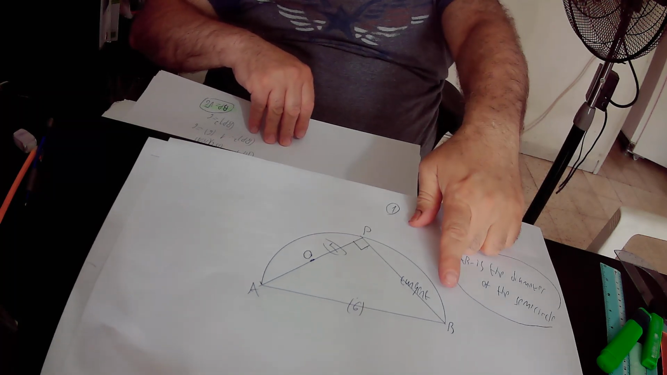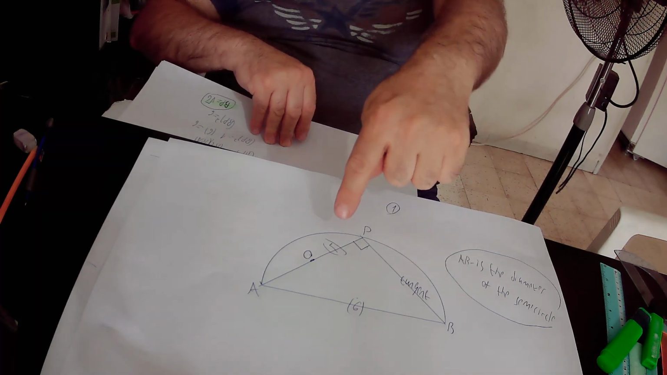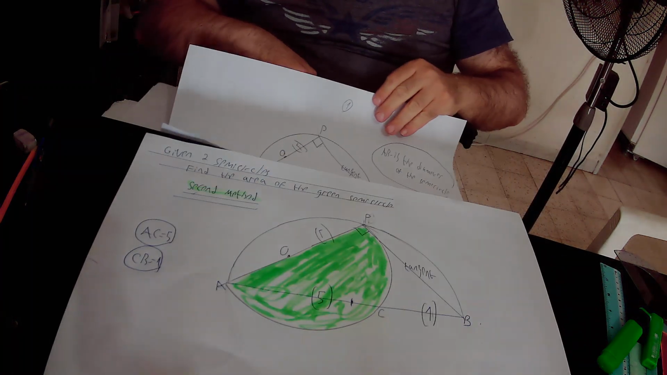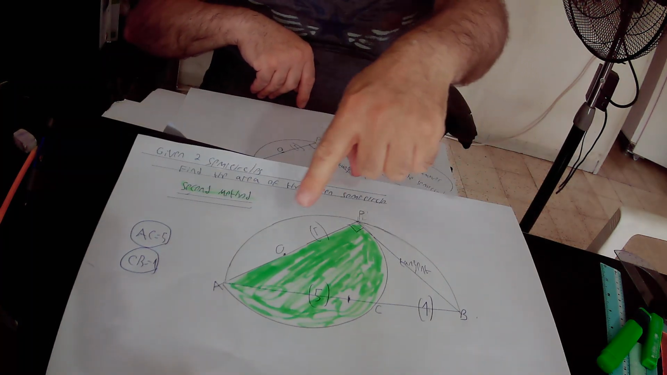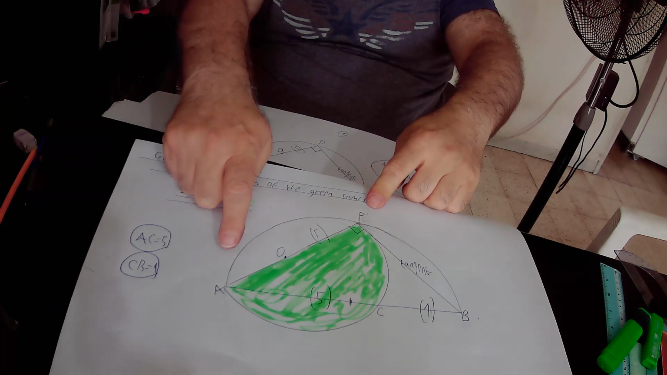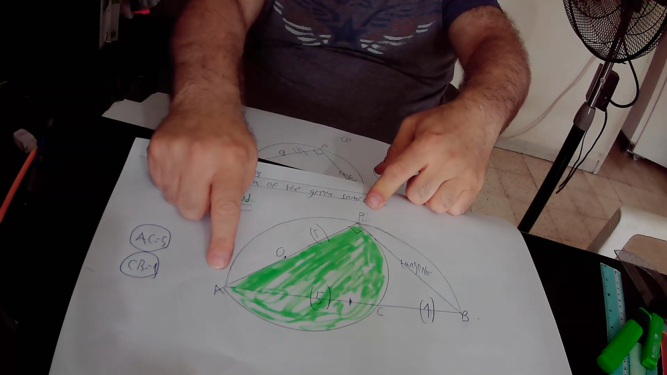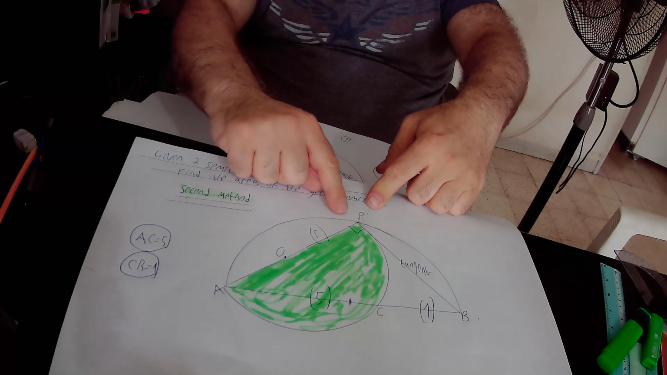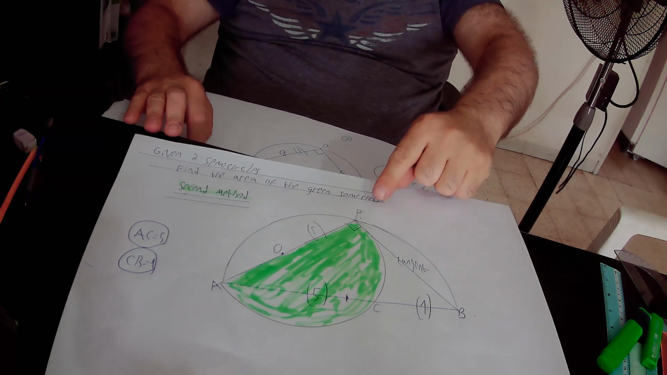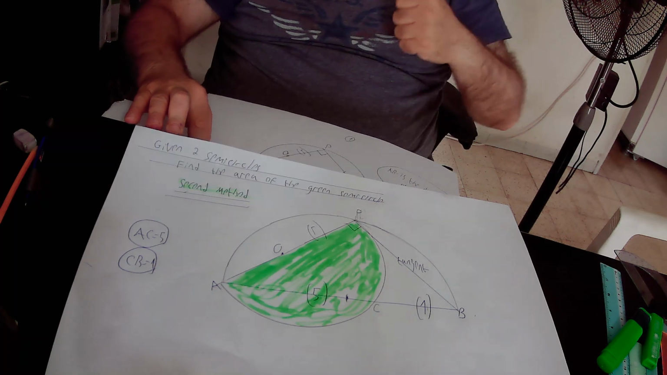Actually, BP creates 90 degrees with PA. PA is the diameter of this green semicircle. If PA is the diameter, then PO is the radius. So BP creates 90 degrees with the radius PO of this green semicircle.